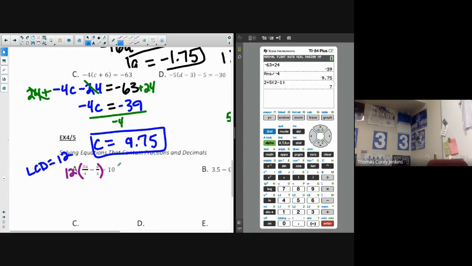On the left side, you're basically thinking distributive property. So I'm taking 12 times 3/4. You could just punch that in. Remember on your calculator, on this type of calculator, you've got to punch it in that way. So 12 times 3/4 is 9. So 12 times 3/4 A is 9A.